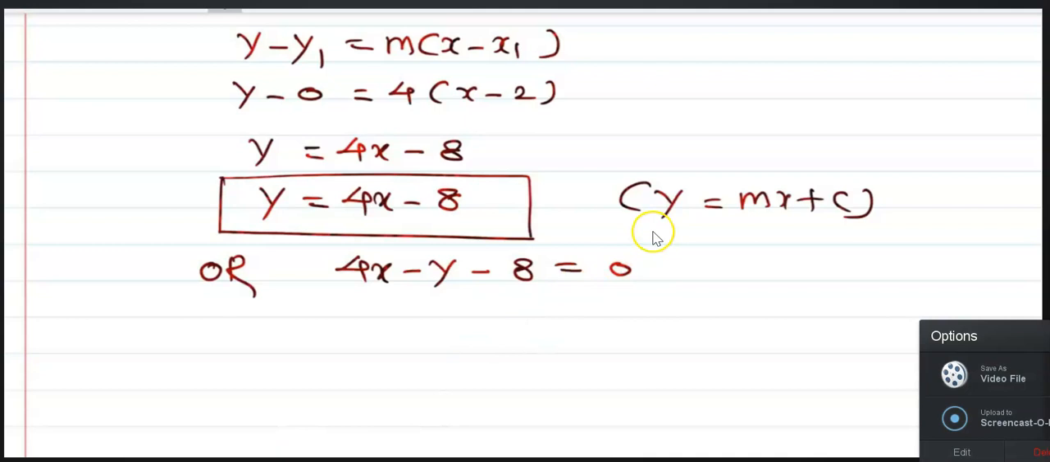I always like to write the equation of the line in this form. This is the slope-intercept form, y is equal to mx plus c. This is a very standard equation of the line, the standard form to write the equation of the line. In this form you will get the slope of the line and also the y-intercept. But in the textbook the answer is given in this form. Therefore we will write 4x minus y minus 8 is equal to 0.